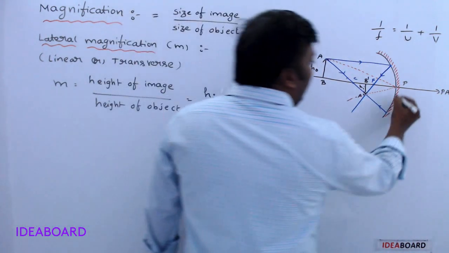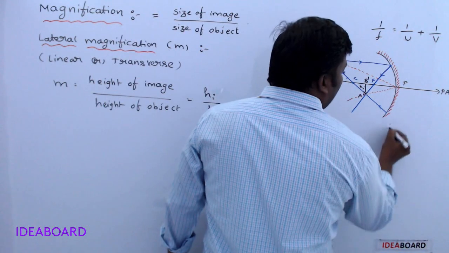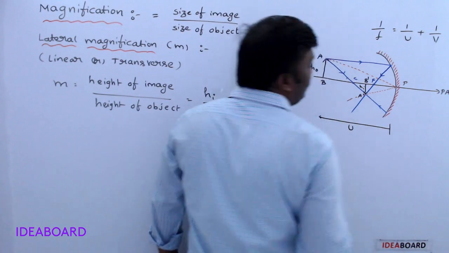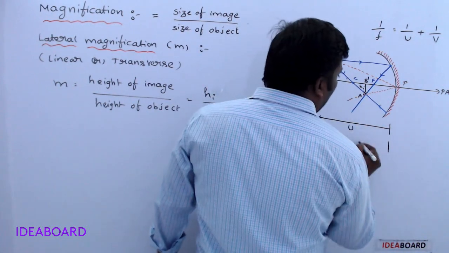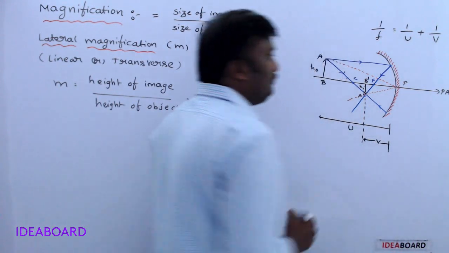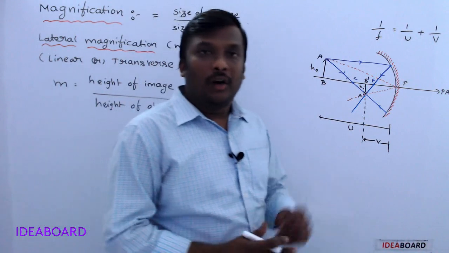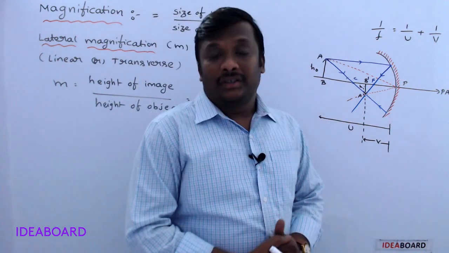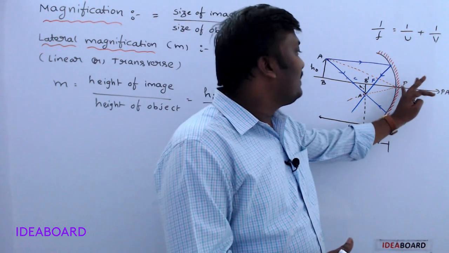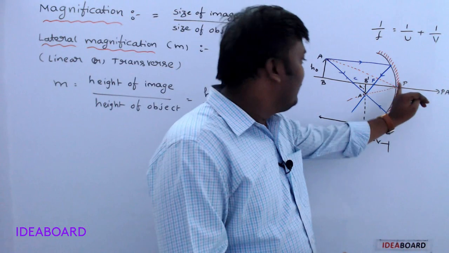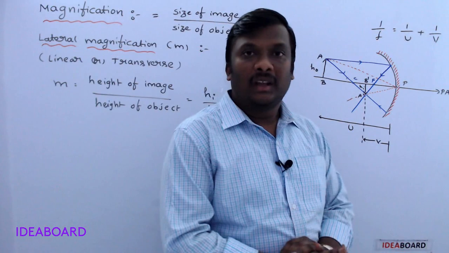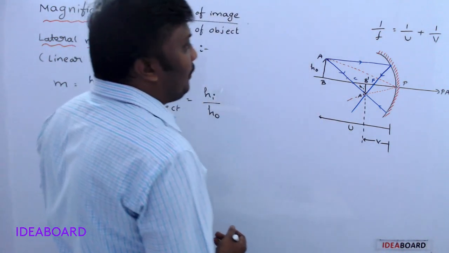Now from the pole, the distance of the object is taken as U. From the pole, the distance of the image is taken as V. Understand? Now we recall the sign conventions. In the sign conventions, we said all the distances are measured from the pole only. That's why here to here is U, and here to here is V. Clear? Now see the diagram properly.